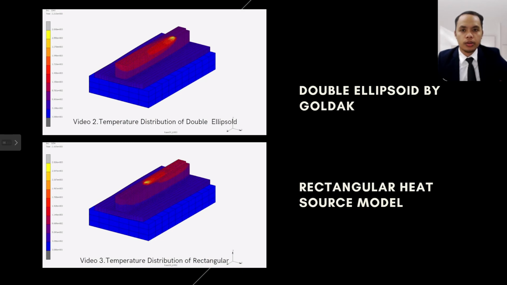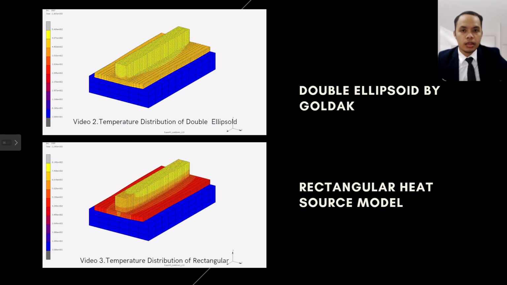On the screen right now is the visualization of temperature distribution of both models after the final increment. Temperature distribution for both double ellipsoid and rectangular source was similar at the end of the simulation. To assess the temperature distribution history at every increment of both models, all the temperature results were taken at the heat affected zone location, node 19539, for both models. All the data were plotted on the next graph.